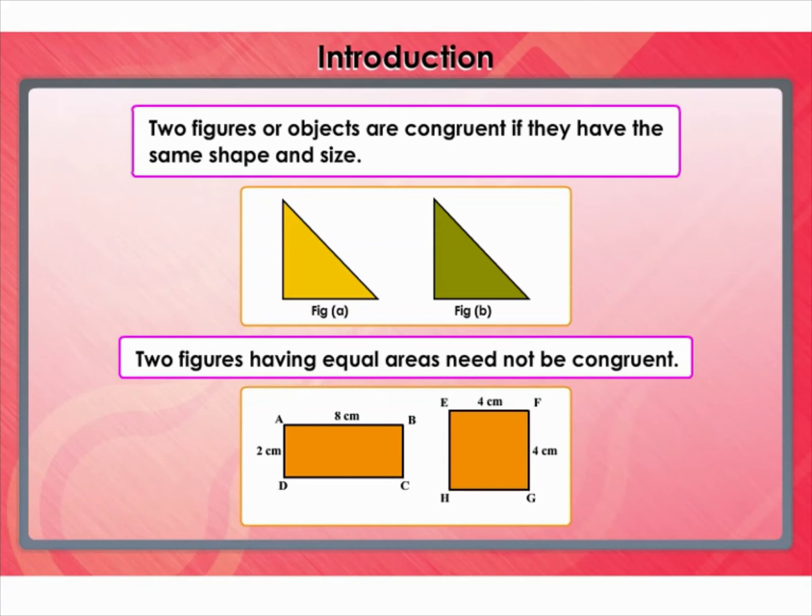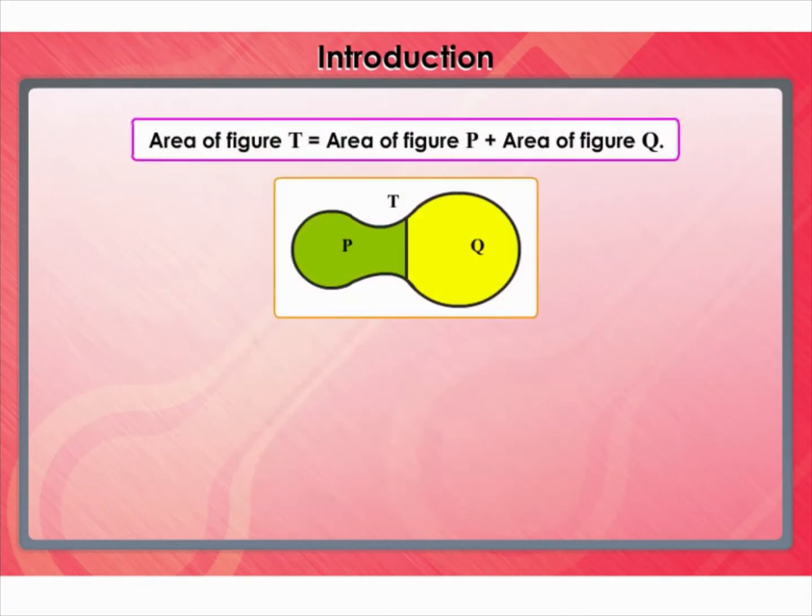Consider the figures rectangle and square. In both the figures, the area is equal, but they are not congruent. Consider another figure. You may observe that the planar region formed by figure T is made up of two planar regions formed by figures P and Q. From this, you can easily say that the area of figure T is equal to the area of P plus the area of Q.